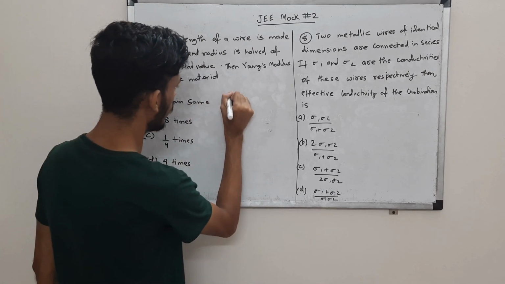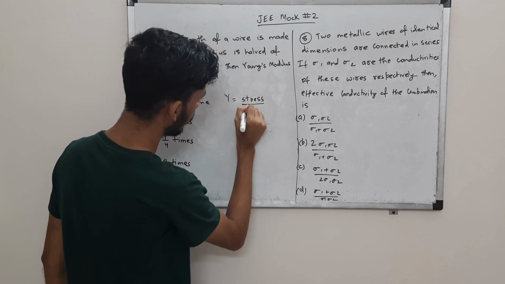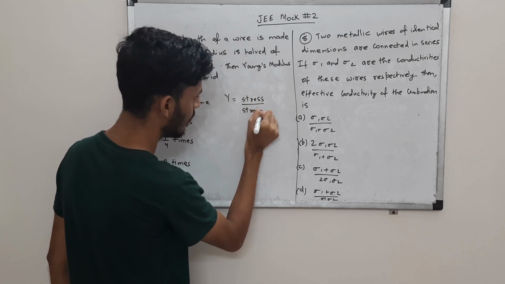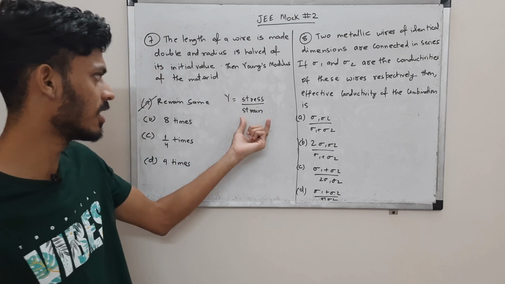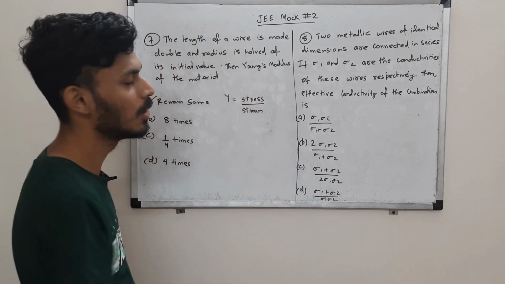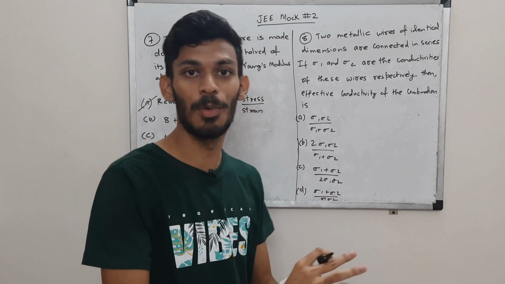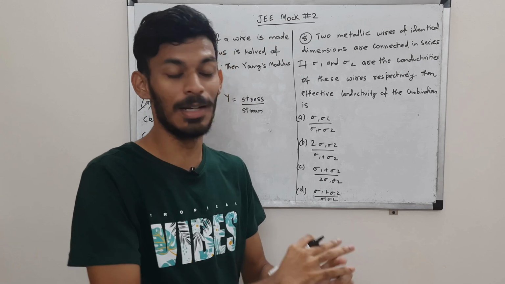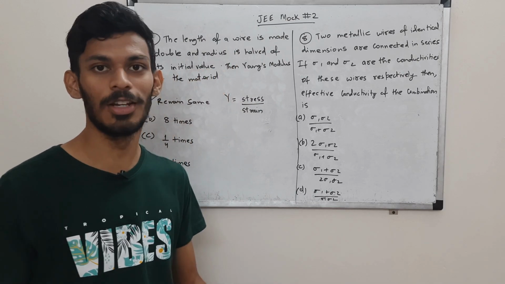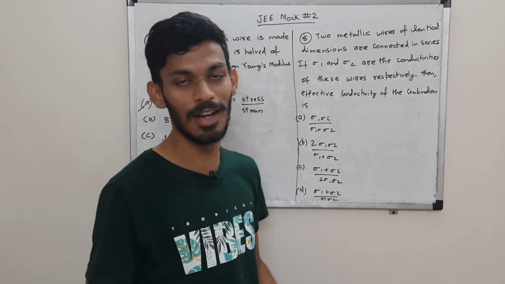Or if you want to take it this way, Young's modulus is the ratio of stress by strain, right? So if you change the dimensions, which means you are changing the strain, the stress will change accordingly, so that this ratio is maintained the same. So Young's modulus does not depend upon the dimensions. Remember that Young's modulus is the property of a material, a fundamental property. So even if you change the dimensions, it will remain the same.